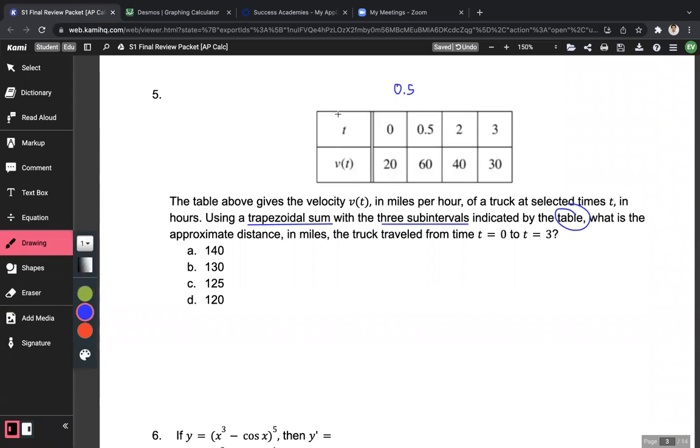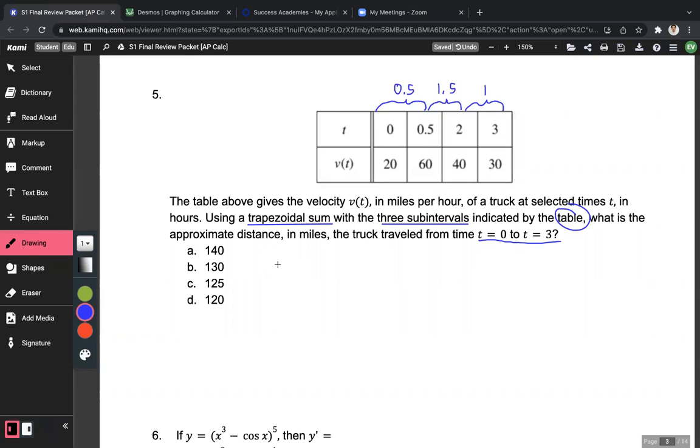Drop that like this so that we have a better picture of it. Second subinterval goes from 0.5 to 2. 2 minus 0.5, that's 1.5. And the last one from 2 to 3, that's a distance of 1. All right, so those are the lengths of my subintervals. And I want to know the approximate distance in miles traveled from t equals 0 to t equals 3. That's the range that we've indicated here. I'm not actually going to try and draw this one. That really wouldn't be a good use of my time.